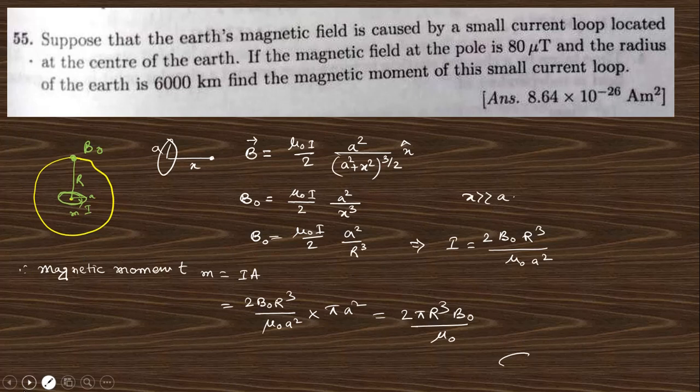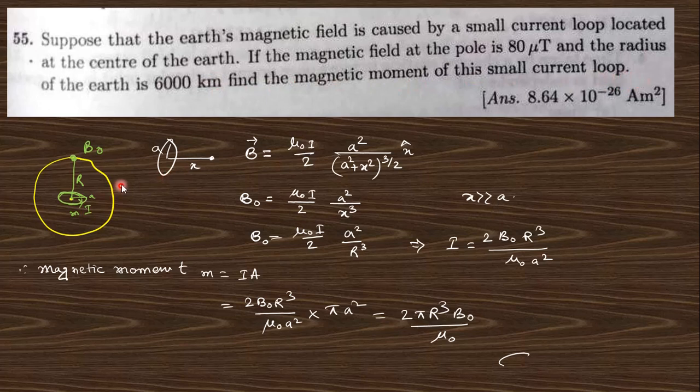Suppose that Earth's magnetic field is caused by a small current loop located at the center of the Earth. That means there is a small current loop at the center of the Earth. Due to this current loop, there arises a magnetic field of 10 micro Tesla, with the radius of the Earth taken as 6,000 kilometer. Find the magnetic moment of this small loop.